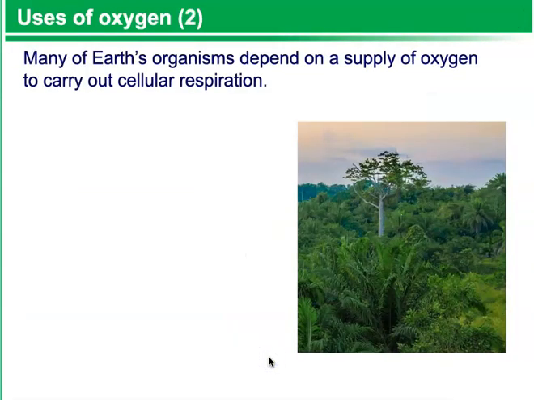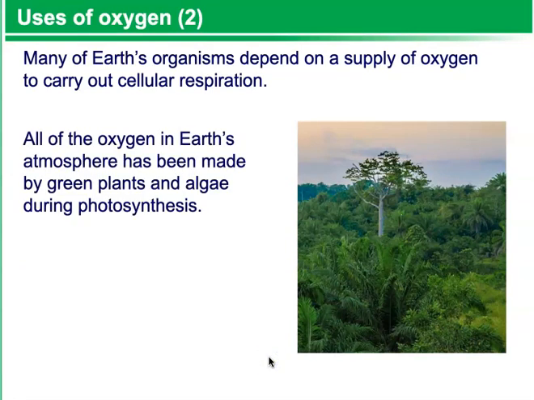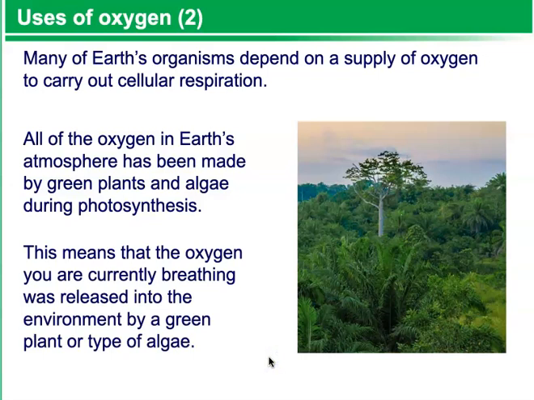Many of Earth's organisms depend on a supply of oxygen to carry out cellular respiration. All of the oxygen in Earth's atmosphere has been made by green plants and algae during photosynthesis. This means that the oxygen you are currently breathing was released into the environment by a green plant or type of algae.